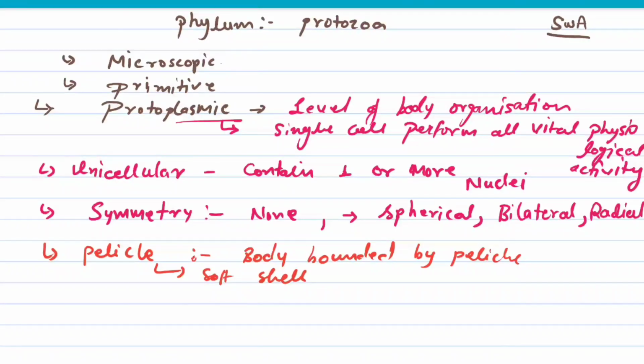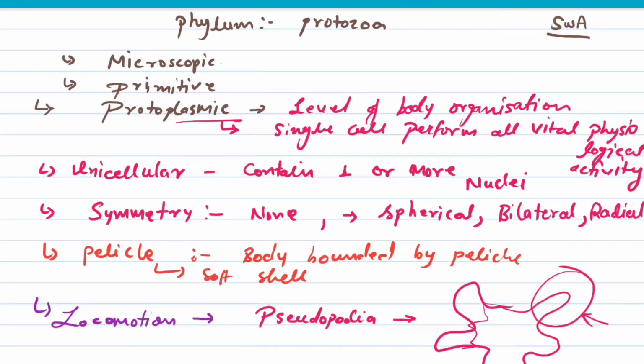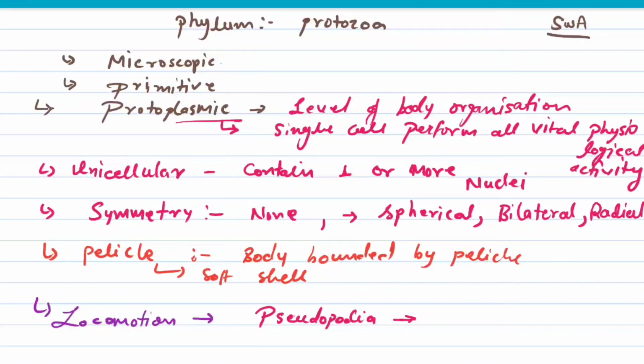Next, locomotion. Locomotion may be present or may be absent. If present, locomotion may be done by pseudopodia. What is pseudopodia? Like in Amoeba, this finger-like projection is called pseudopodia. In Amoeba, locomotion is done by pseudopodia.